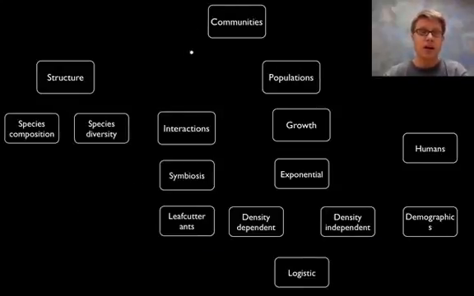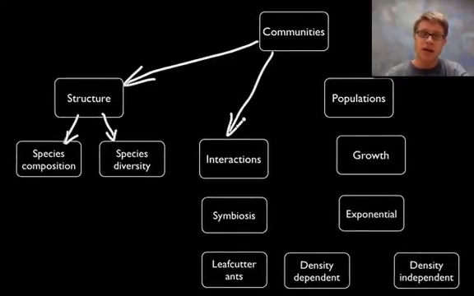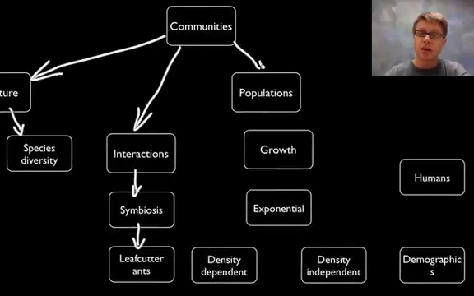And so if we lay it out, basically communities have structure. It's based on what species are found there and what's the total diversity of species in that area. Those species are going to interact, and one of the intimate interactions is something called symbiosis. The example I'll talk about is the leafcutter ant. Communities are made up of populations, and populations change over time.